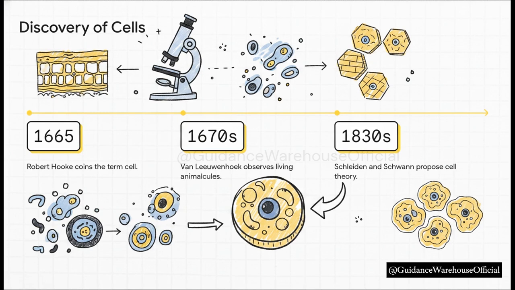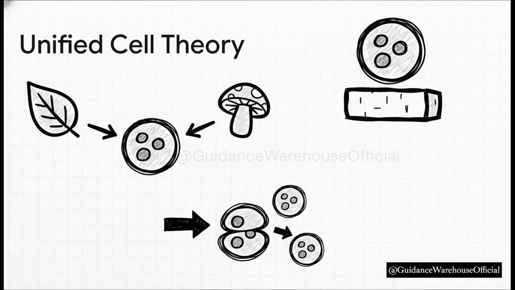Then, by the 1670s, Dutch lens crafter Antony van Leeuwenhoek was using his own superior lenses to discover living microscopic bacteria, which he charmingly called animalcules. Fast forward a century and a half to the 1830s, and we arrive at a massive breakthrough. By comparing notes on plant and animal tissues, botanist Matthias Schleiden and zoologist Theodor Schwann finally put all the puzzle pieces together. Their combined work resulted in the unified cell theory.